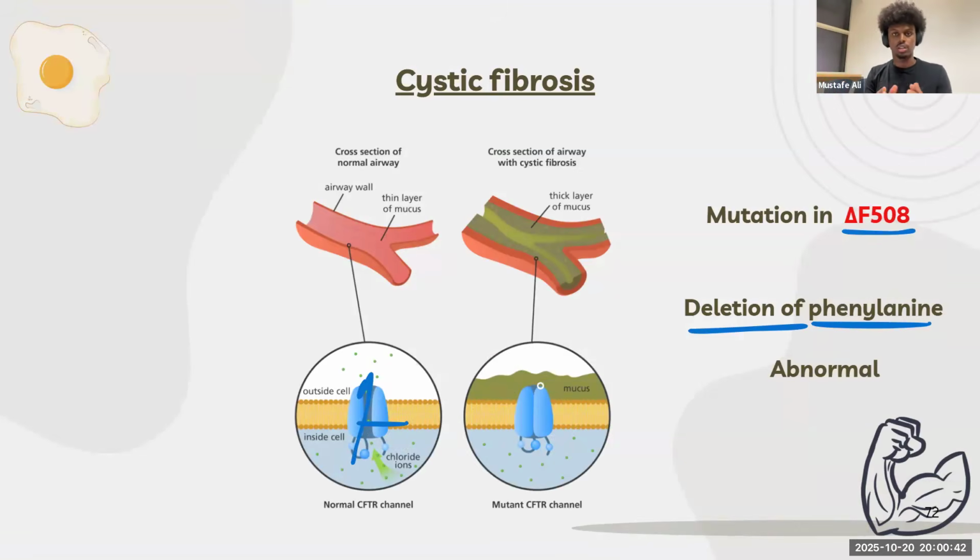What I want you guys to remember is that there is a mutation that happens in this site called delta F508. It leads to a deletion of an amino acid, which is phenylalanine, and it leads to the CFTR channel being abnormal and not doing its function. If you guys can remember those 3 points for cystic fibrosis, I think you're set to go.